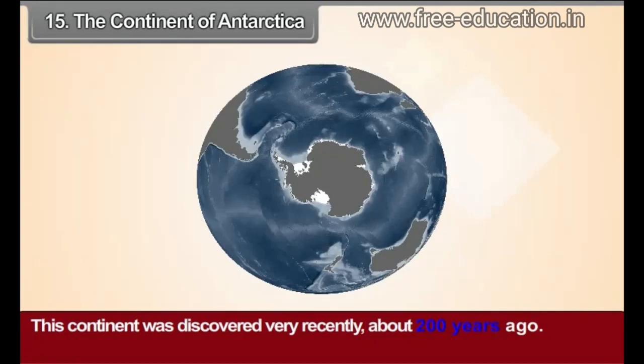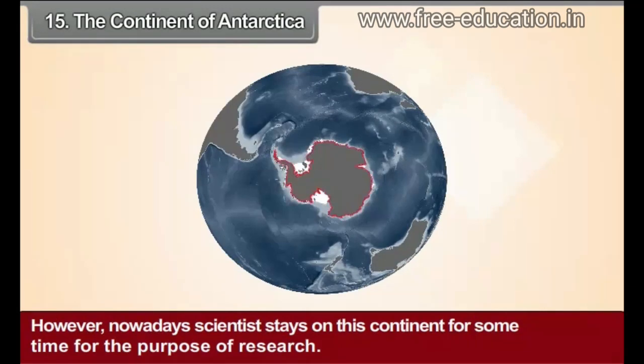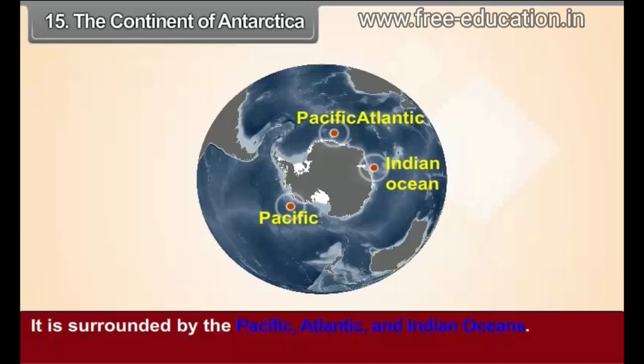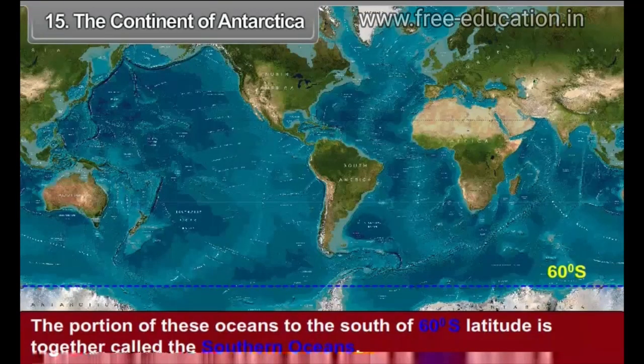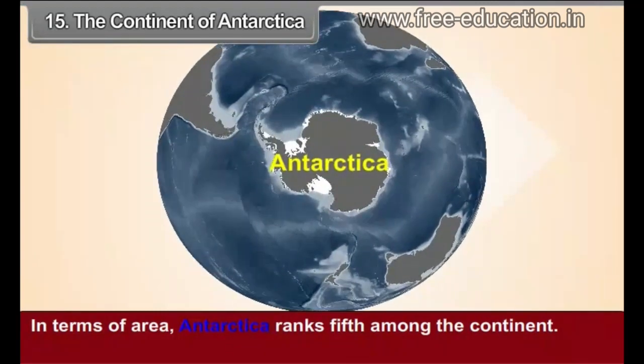This continent was discovered very recently, about 200 years ago. This is the only continent which has no history of human habitation. However, nowadays scientists stay on this continent for some time for the purpose of research. It is surrounded by the Pacific, Atlantic and Indian Oceans. The portions of these oceans to the south of 60 degrees south latitude are together called the Southern Ocean. In terms of area, Antarctica ranks 5th among the continents.